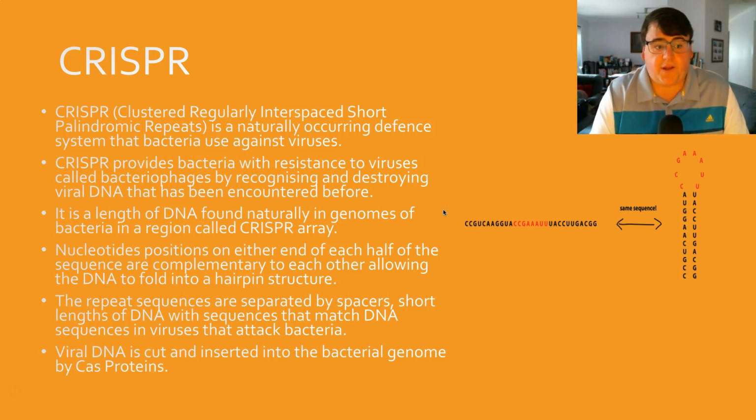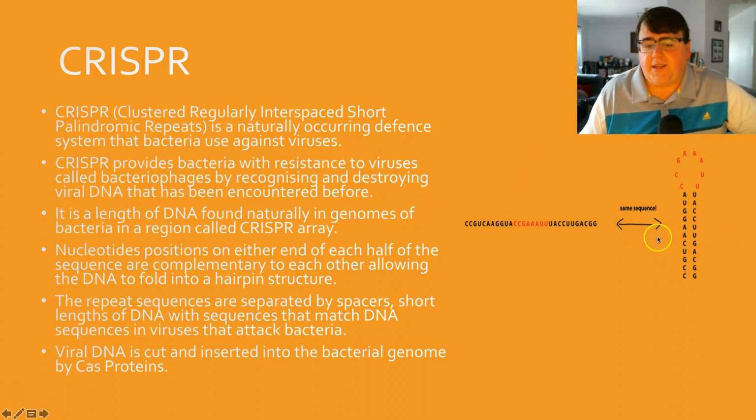Well, first off we need to know that CRISPR is actually an acronym that stands for Clustered Regularly Interspaced Short Palindromic Repeats, and it's a naturally occurring defense mechanism that bacteria use to fight off viruses. CRISPR provides bacteria with resistance to viruses called bacteriophages, and it works by recognizing and destroying viral DNA that it's encountered before. CRISPR is a length of DNA that's found naturally in the genomes of bacteria in a section that we call the CRISPR array.